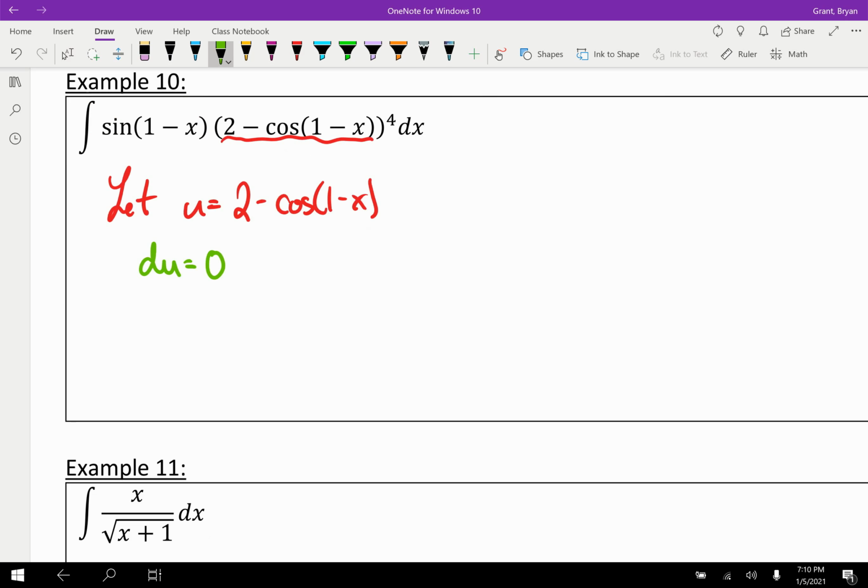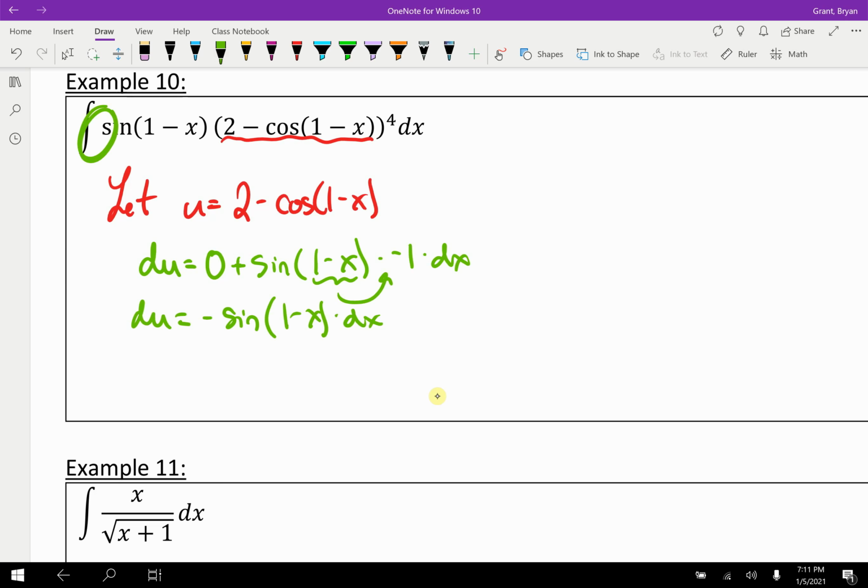So 2 becomes 0, negative, and then cosine, the derivative of cosine is negative sine, so that's actually going to turn our negative there to a positive. Inside stayed the same though, so the derivative of the inside, 1 is 0, negative x is negative 1, and then don't forget the dx. So simplifying down a bit, we get that du, the negative is going to move out and hang with this sine here, is negative sine of 1 minus x dx.